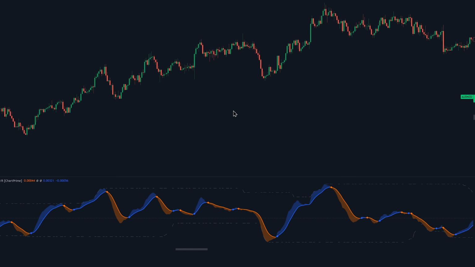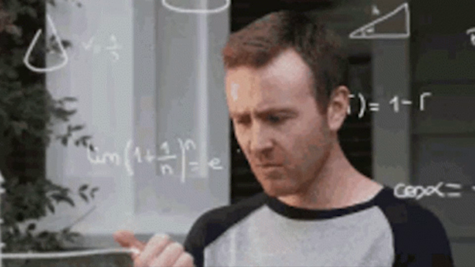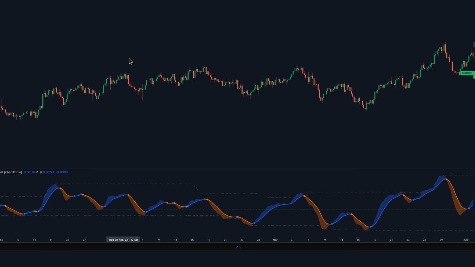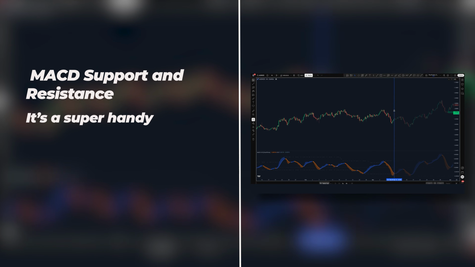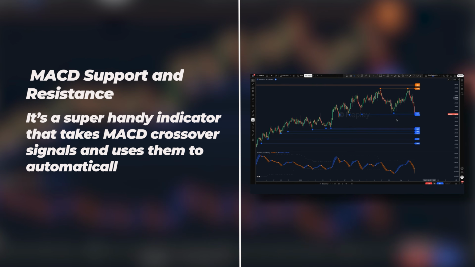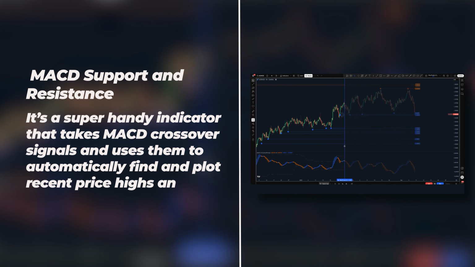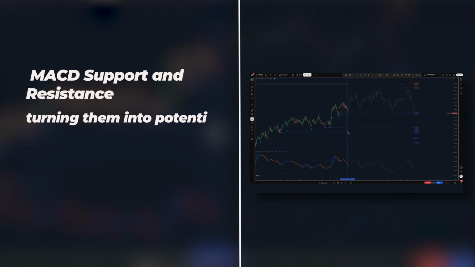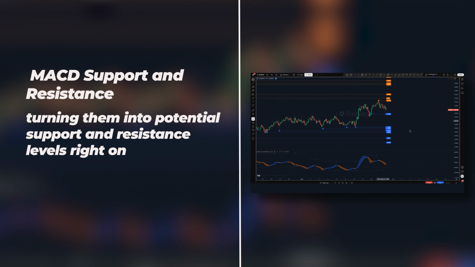Ladies and gentlemen, this is the all-powerful MACD Support and Resistance by ChartPrime. So what's it all about? Well, it's a super handy indicator that takes MACD crossover signals and uses them to automatically find and plot recent price highs and lows, turning them into potential support and resistance levels right on your chart.